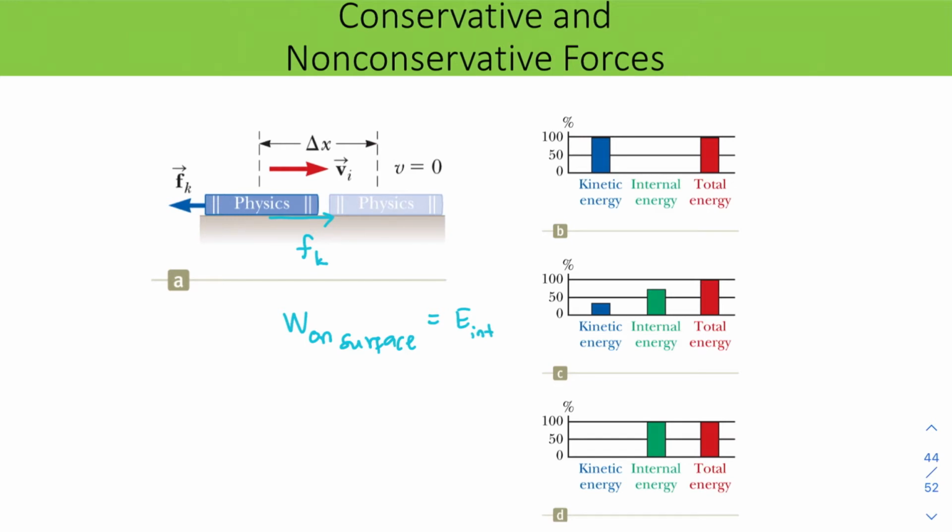Now let's consider the book and the surface in this diagram. We are going to consider both as a system. After the book is released, while it is slowing down, no work is done on this system. Initially, the system has kinetic energy because the book is moving with v initial.